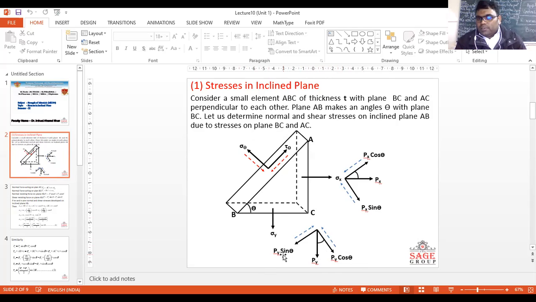I think you have all understood now. So why have I taken the blue arrow and red arrow?